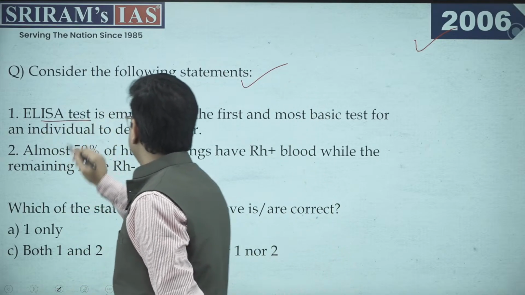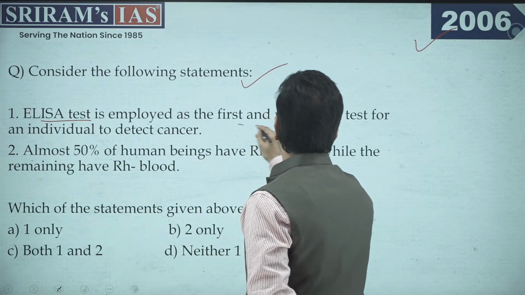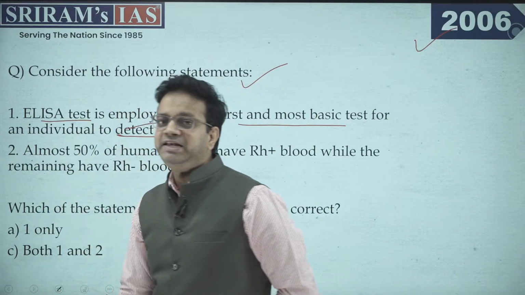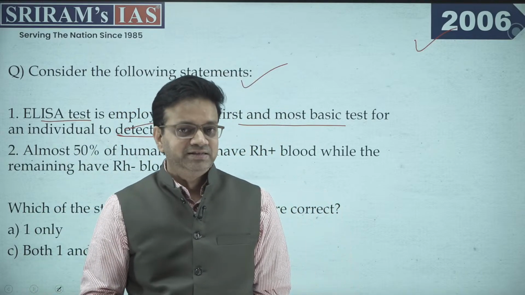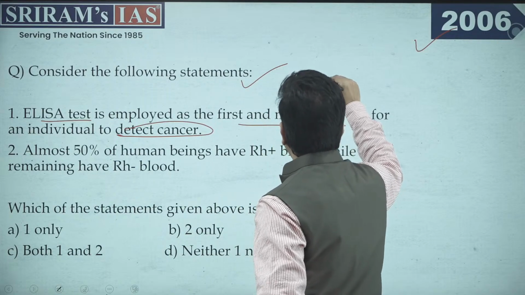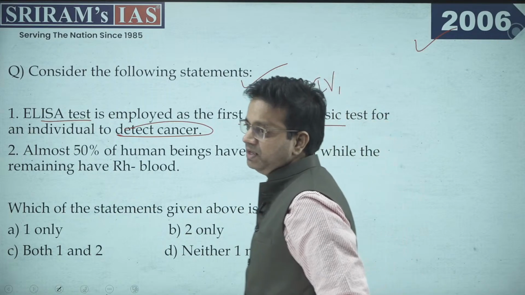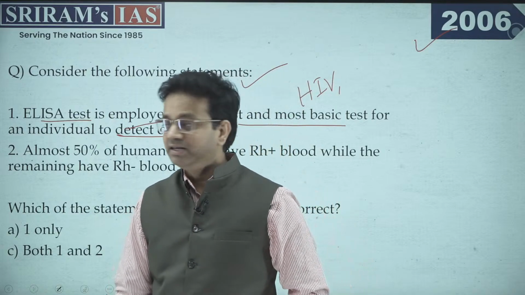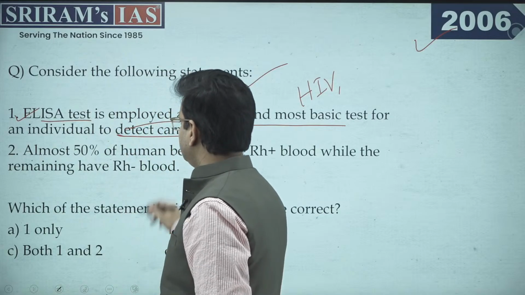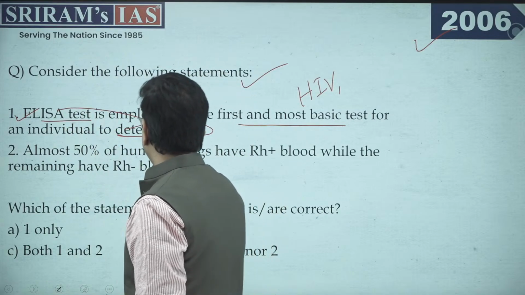So, ELISA test is employed as a first and most basic test for the individual to detect cancer. See, ELISA test has nothing to do with cancer. It is basically used for HIV, AIDS and various other infections. The ELISA test is being used, right? So this is where you need to understand that this particular test is exactly not for cancer, right?